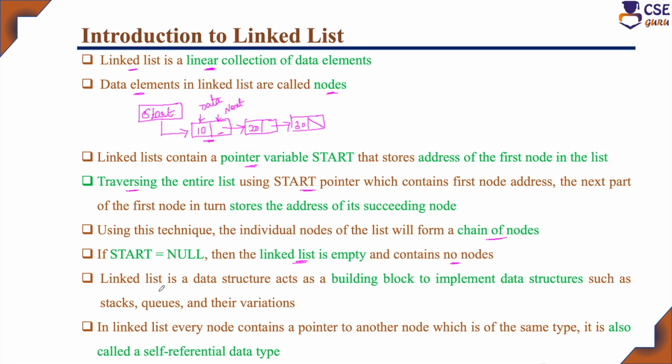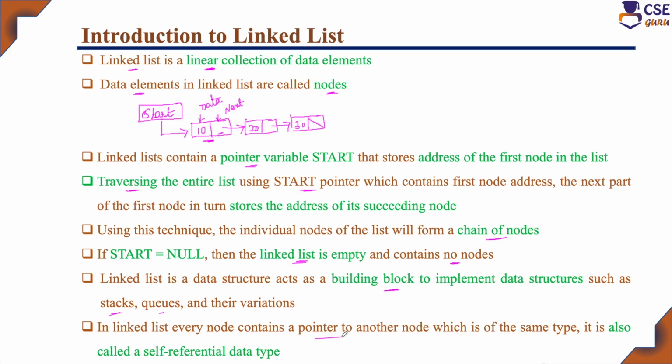So here, a linked list is nothing but a data structure that acts as a building block to implement other data structures also. Like stacks, we can implement with a linked list, queues you can implement, even graphs and heaps also you can implement with the help of a linked list.